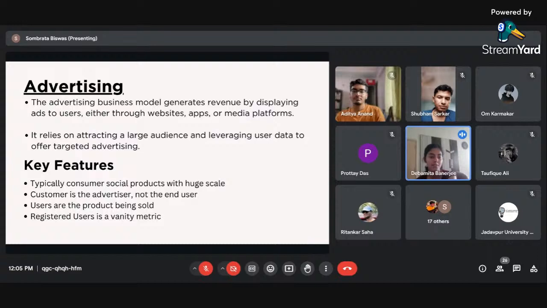Users are the product being sold. As we discussed, attention is the commodity being sold. Registered users is a vanity metric. What does that mean? Anybody? Tawfiq, can you tell us what you think that means? You're the first person I can see on my screen.